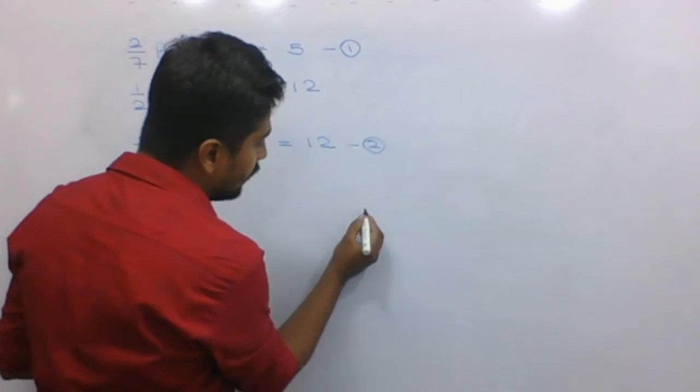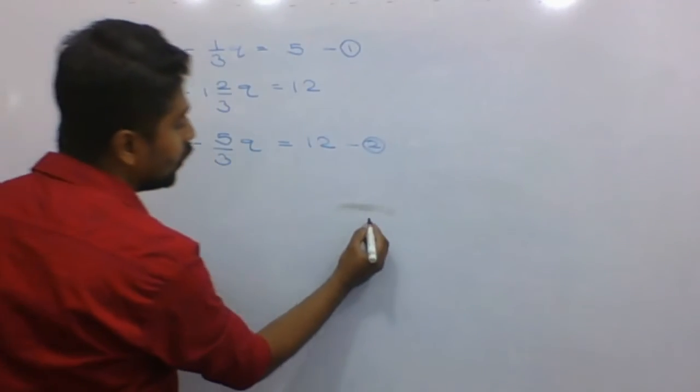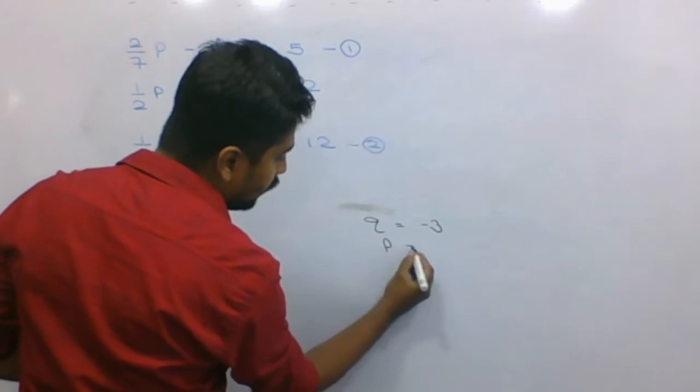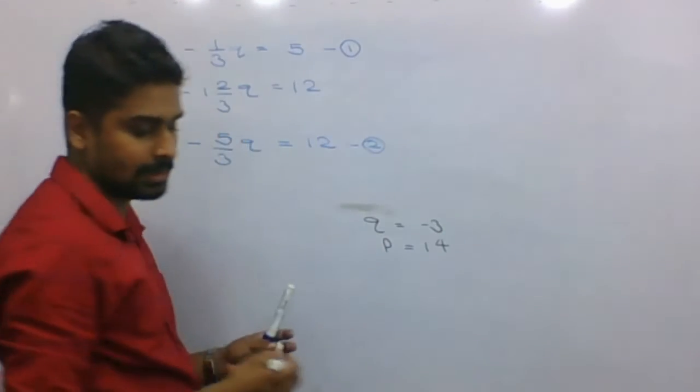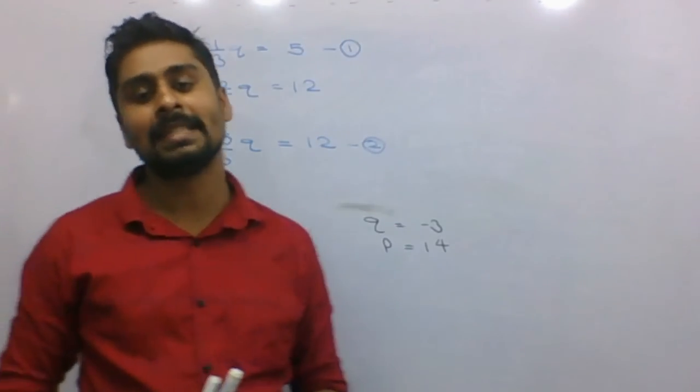The answer is what? Here you will get answers like this. For q, you will get -3. For p, you will get 14. These are the answers, right? You can check the answer. This is the end of the simultaneous equation.